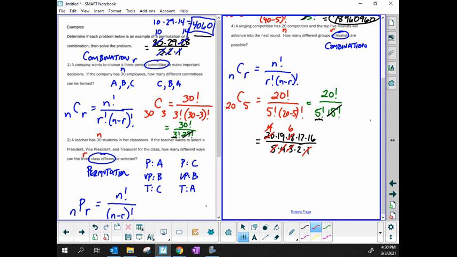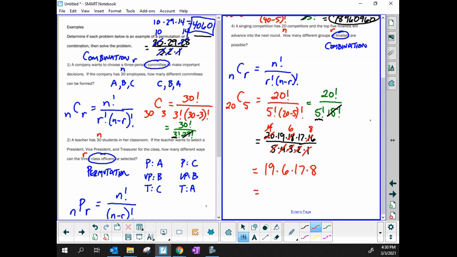And what does 2 go into? Well, 2 could either go into the 16, or it could go into the 6 on top. I'm going to have it go into the 16. It doesn't matter. 2 goes into 16 8 times. 16 divided by 8 is 2. So everything on the bottom canceled out, and on top we're left with 19 times 6 times 17 times 8. So all I have to do is multiply those numbers together.